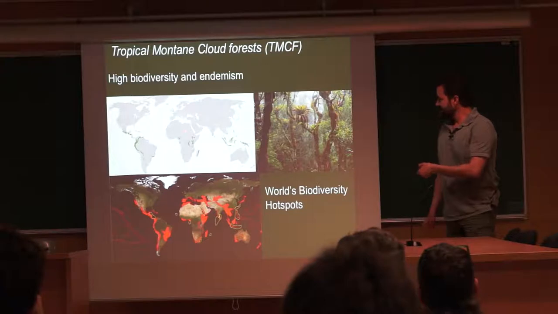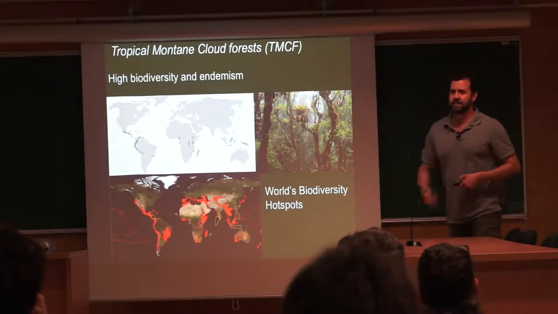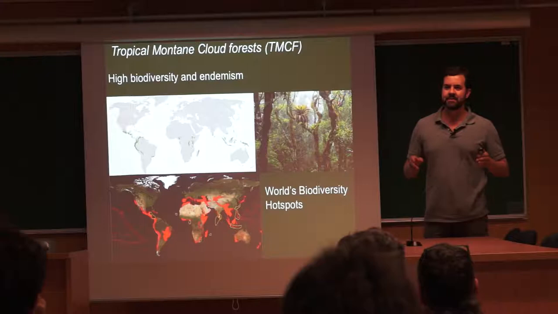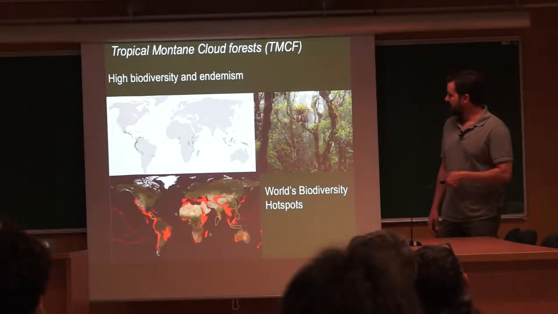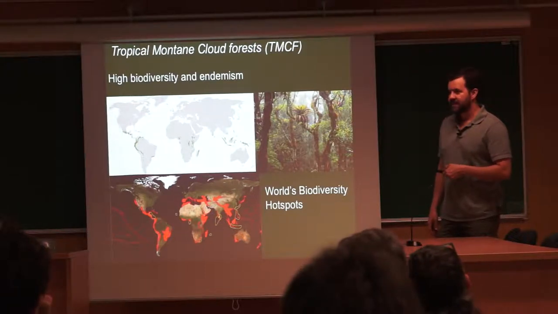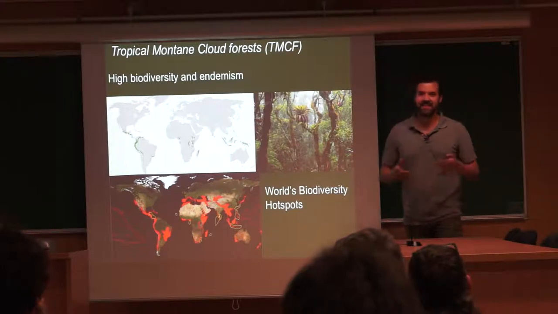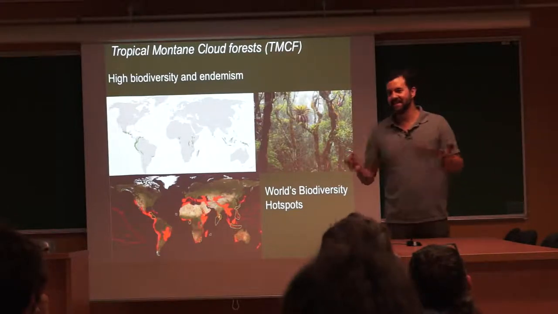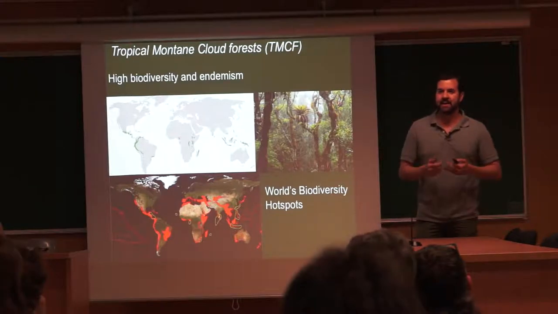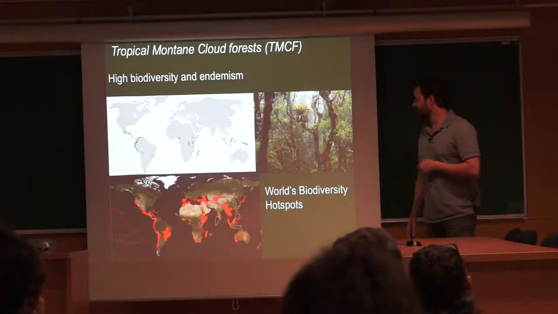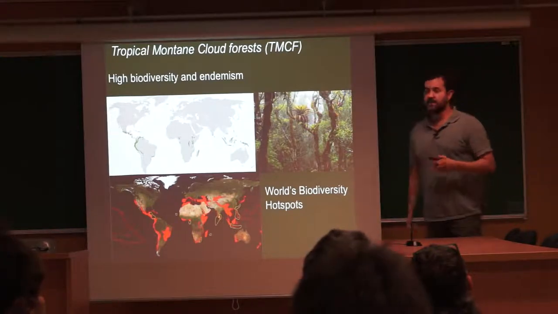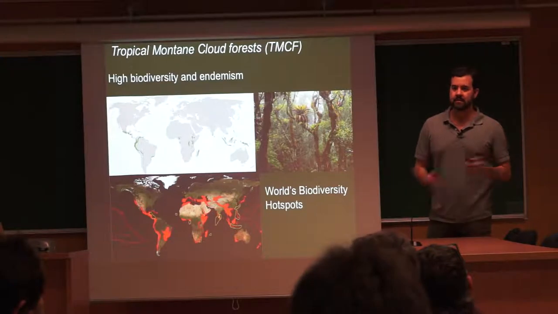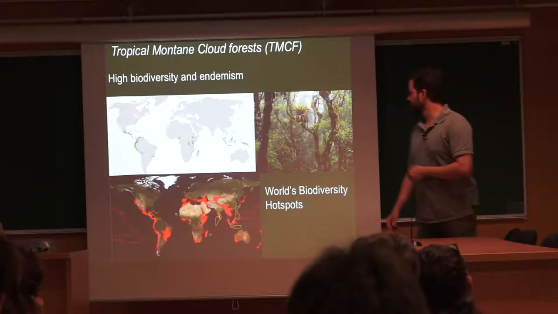If you look at this map, this was the Myers map that was published in 2000, the hotspots of biodiversity. You can actually see that there is almost an overlap of these areas in the tropics, like the whole Andean region, with the cloud forests. So they are islands in the tropical areas that have very unique climatic conditions. And they have a lot of endemic species that only occur there. And they're extremely species rich for a number of taxa, including both plants and animals, okay?